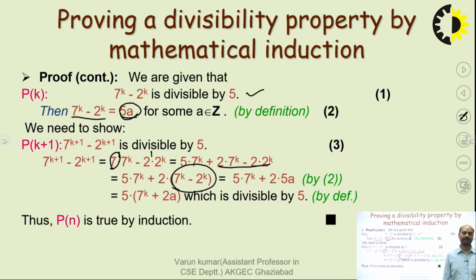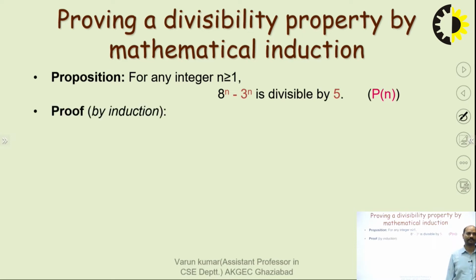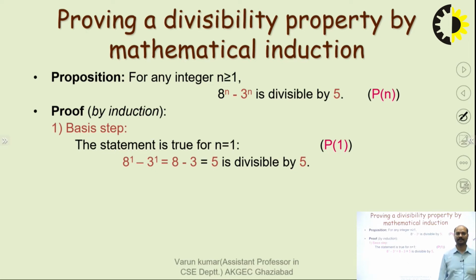So by mathematical induction, we prove that P(n) is true for all values of n greater than or equal to 1. So take the second numerical, that is 8^n minus 3^n is divisible by 5. So what is the basic step? The basic step is to put n equal to 1. If we put n equal to 1, it means 8^1 minus 3^1, that becomes 8 minus 3 equal to 5, which is divisible by 5.